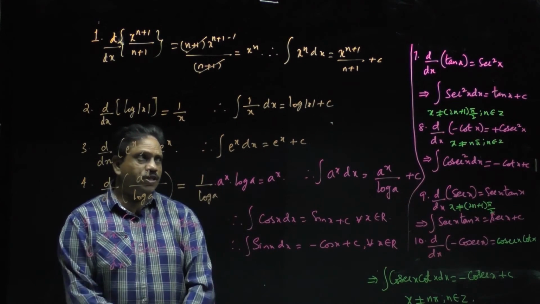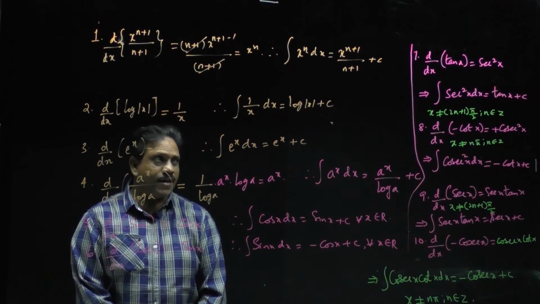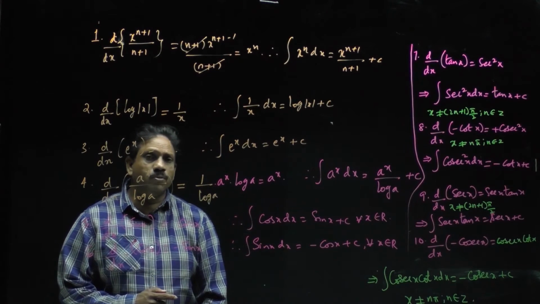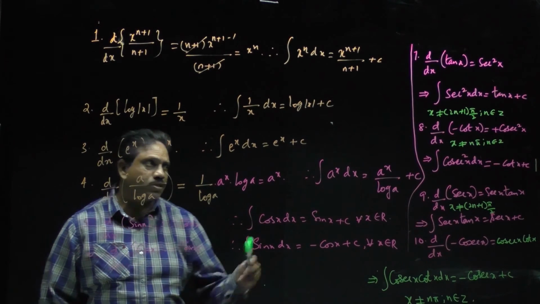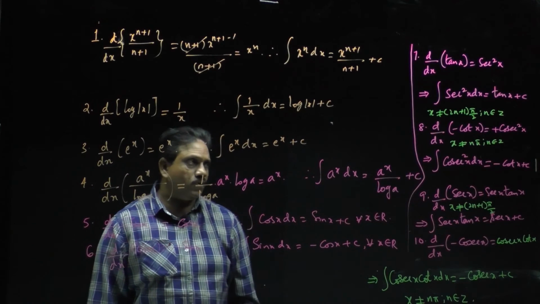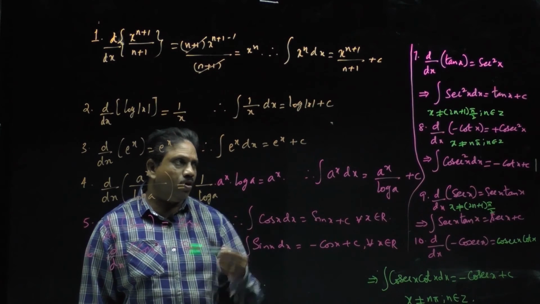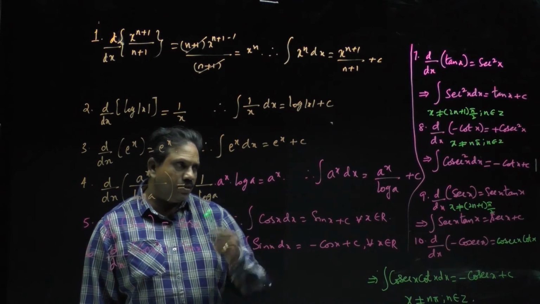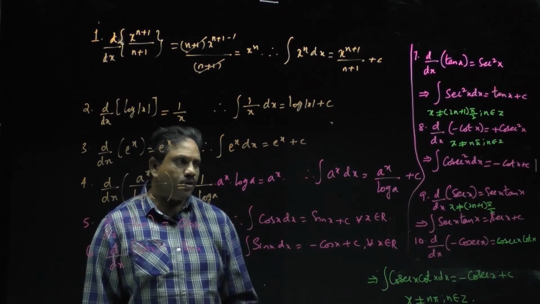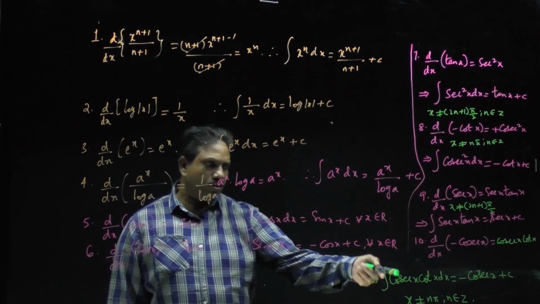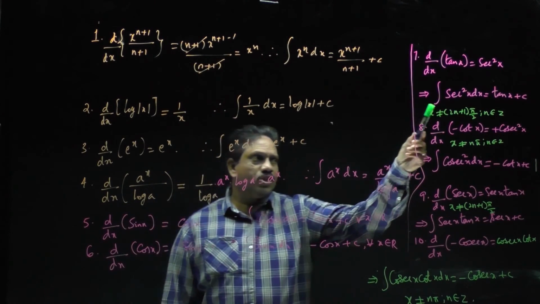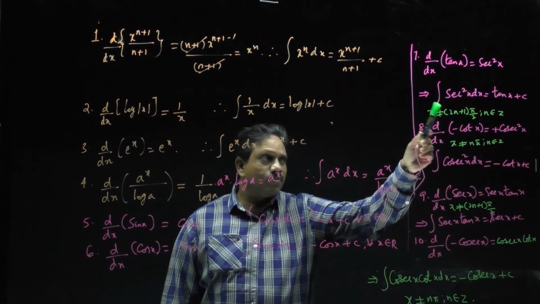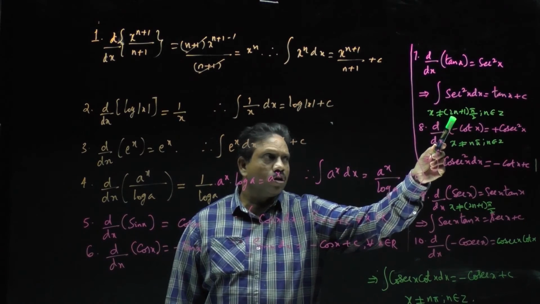Whenever you differentiate tan x, you will get the result secant square x, but it is differentiable when x is not equal to odd multiples of pi by 2, that is, x not equal to (2n plus 1) into pi by 2 for all n belongs to Z. Similarly, cot x is differentiable when x is not equal to n pi, and sec x is differentiable when x is not equal to (2n plus 1) into pi by 2. The same result comes here. So the integration of secant square x dx is tan x plus c. It is integrable when x is not equal to odd multiples of pi by 2.